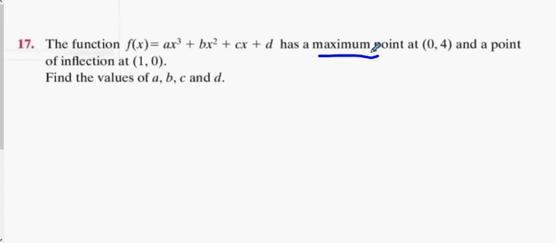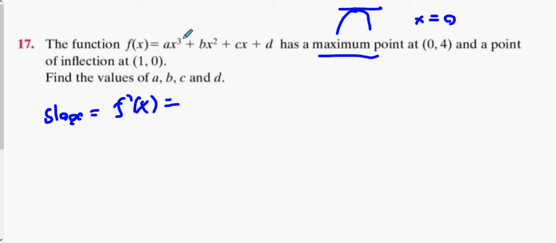What does maximum mean? Slope is 0. Slope is 0 when x equals 0. Is everybody cool with that? Differentiate once. So slope is the first derivative. And what is the first derivative? 3 to the front, 3ax squared, 2 to the front, c. And then d disappears, doesn't it?